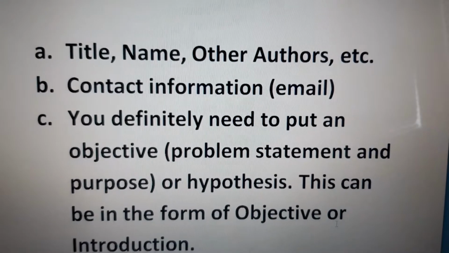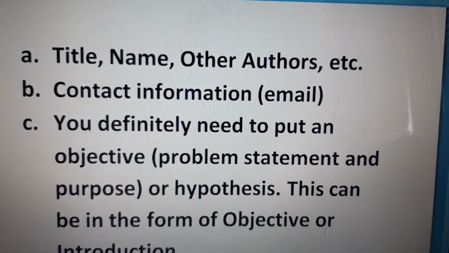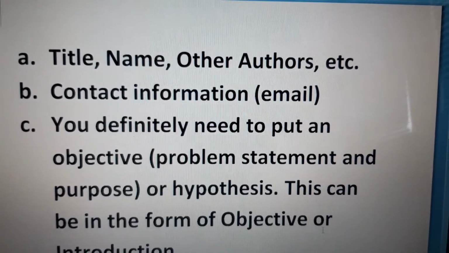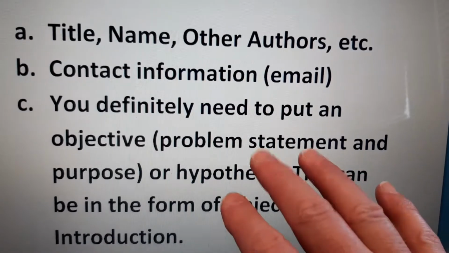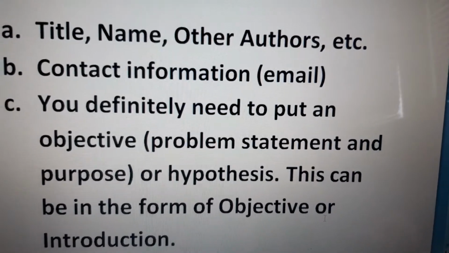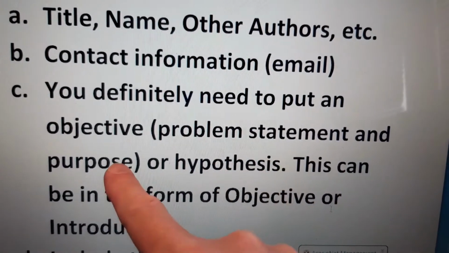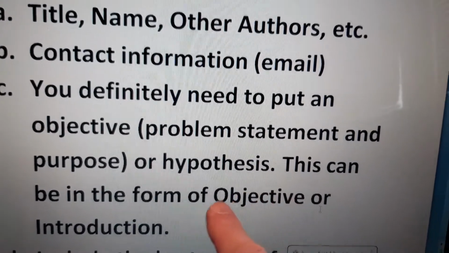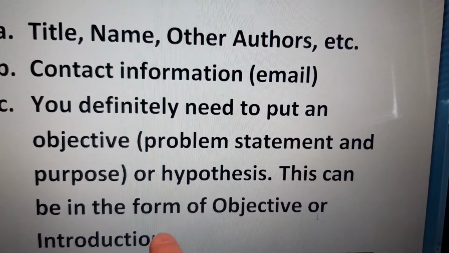You're going to need to put in your title, of course, your name, and any other authors who contributed to the research. Put your contact information. Don't put your telephone number, but your email address is enough. Then right here at C, these are things you're definitely going to need in your poster. For example, put in an objective. This could be your problem statement and purpose, or both, or a hypothesis. You can put it as a section called objective or even introduction.